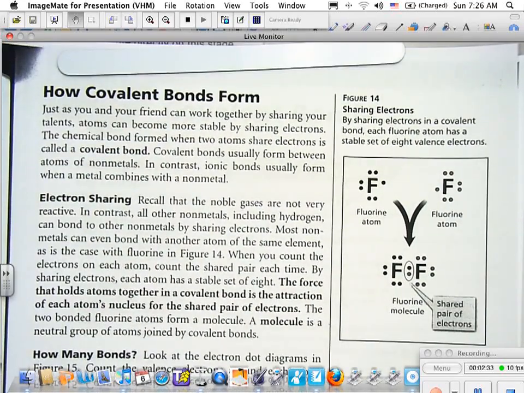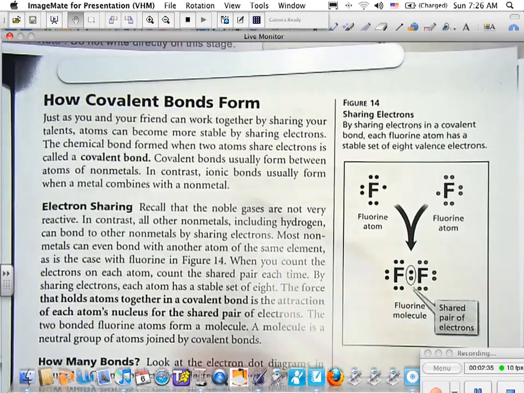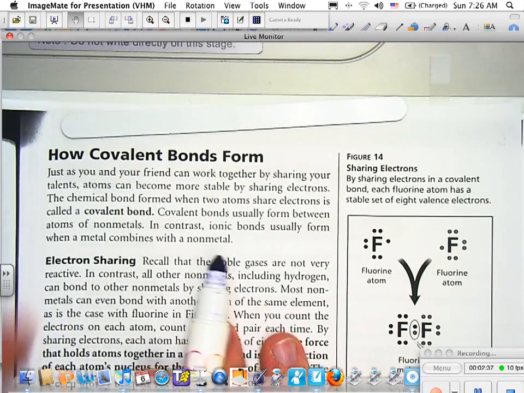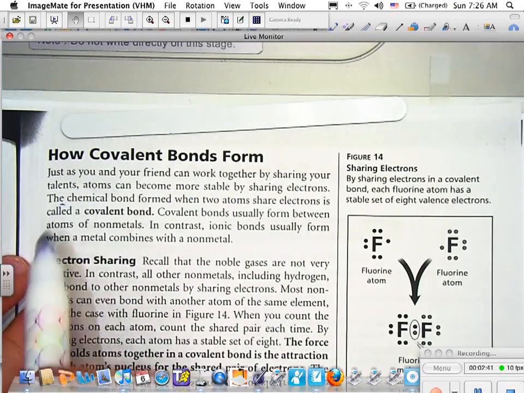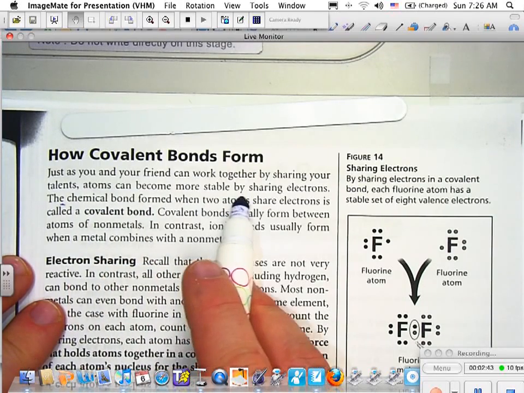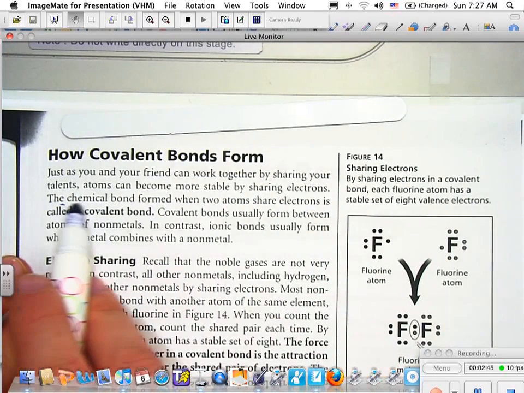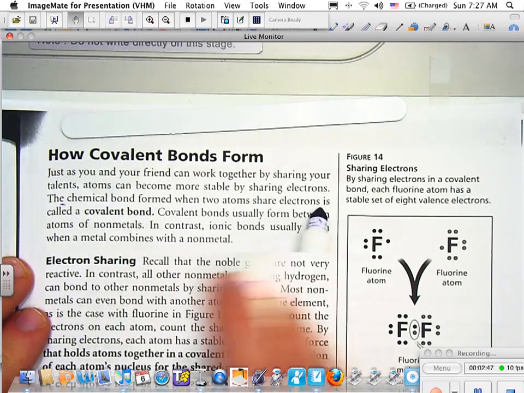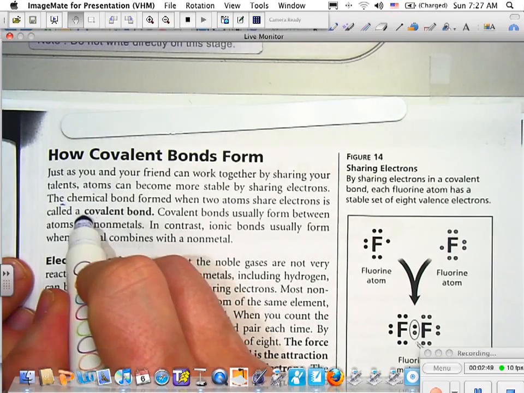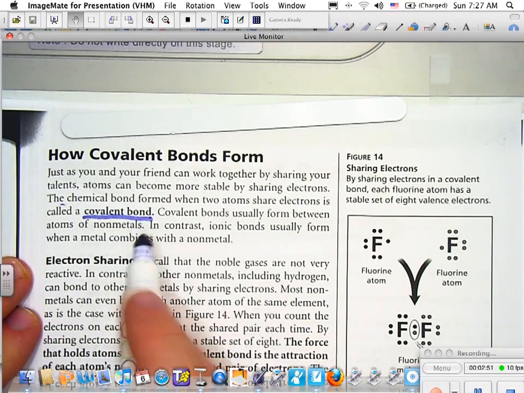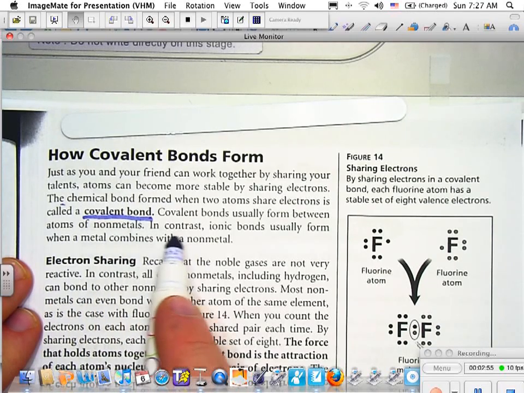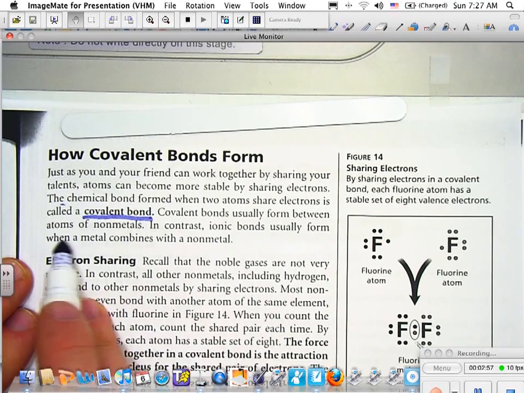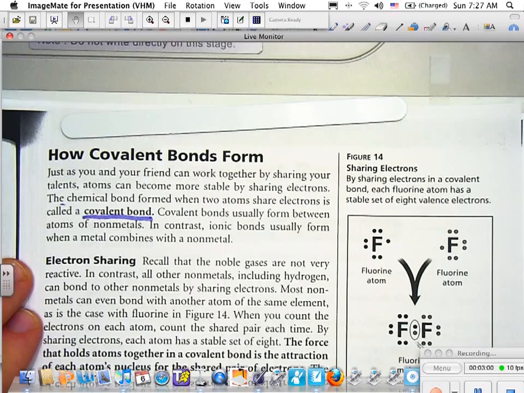All right. How covalent bonds form. Just as you and your friend can work together by sharing your talents, atoms can become more stable by sharing electrons. The chemical bond formed when two atoms share electrons is called a covalent bond. Ooh, vocab word, should know that. Covalent bonds usually form between atoms of nonmetals. In contrast, ionic bonds usually form when a metal combines with a nonmetal.